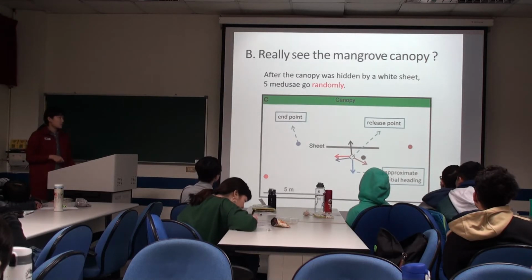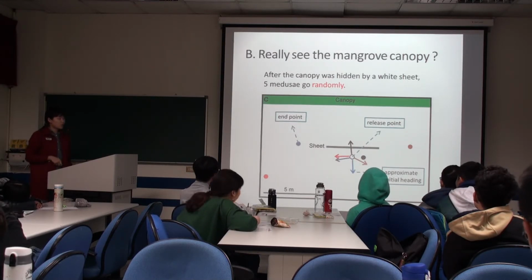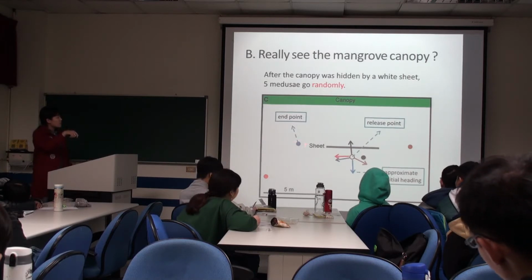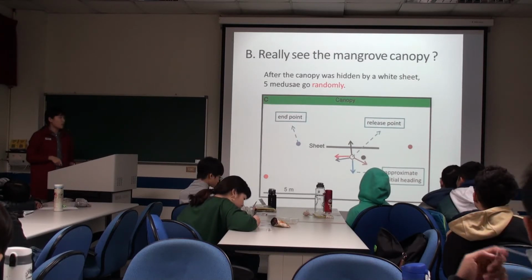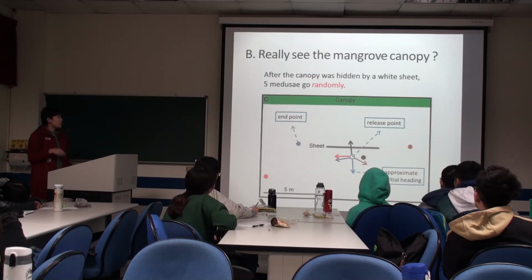And this is picture C. You can see here is canopy, here is white sheet. The open circle is the release point of 5 medusae. And the colored arrow indicates the approximate initial heading. And the colored dot is the endpoint of each medusa after 2 minutes. You can see the result is after the canopy was hidden by a white sheet, the 5 medusae go randomly.